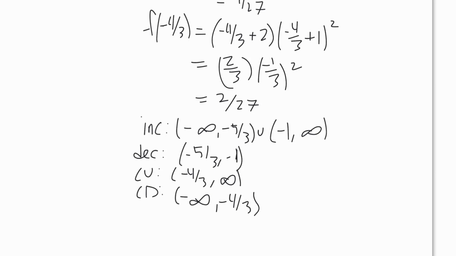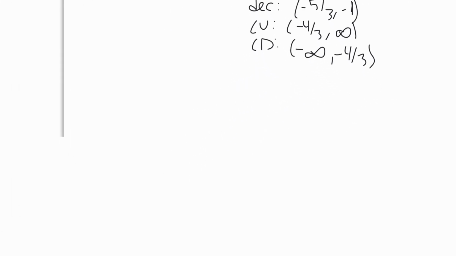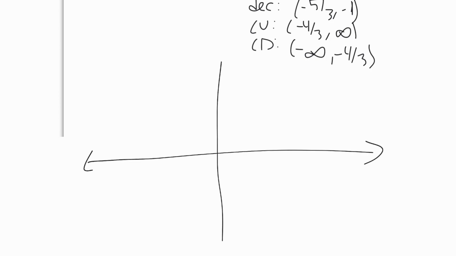All right, let's sketch this polynomial. So we've got x and f(x). We know our intercepts are at -2 and at -1. We know our y-intercept is over at (0, 2), so we can put that up here as well.